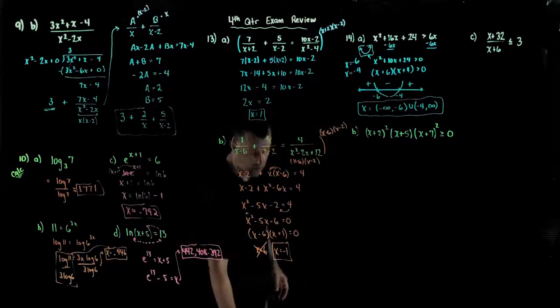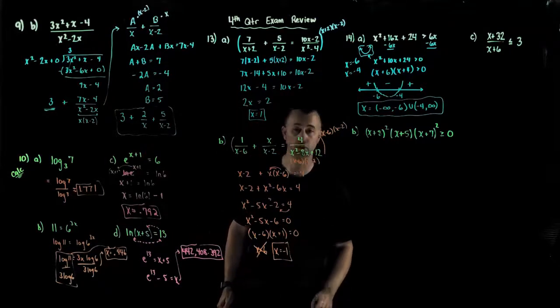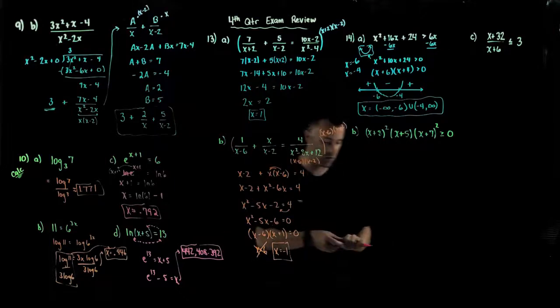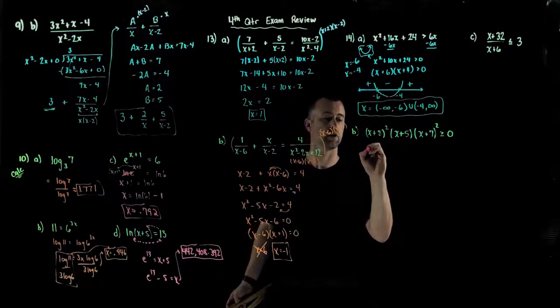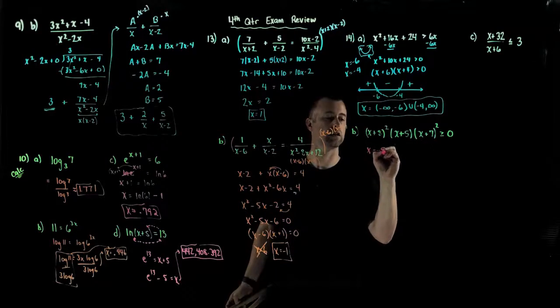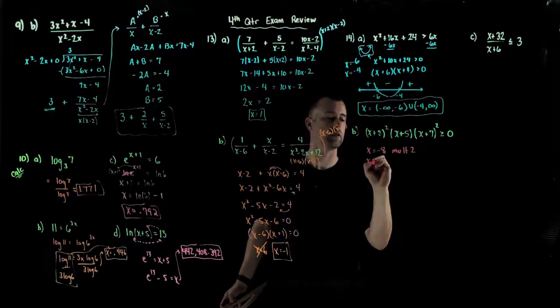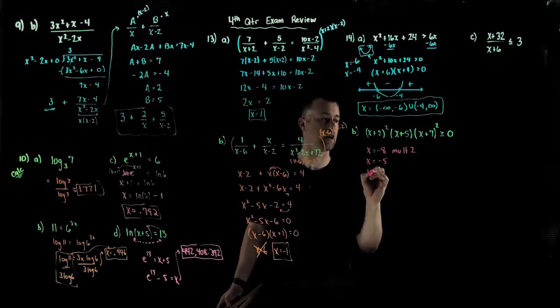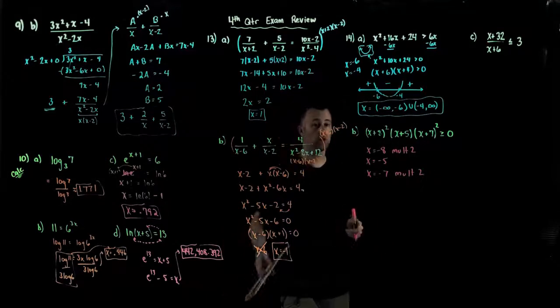14b, we already have this factor, but notice this one has some multiplicities that we're going to need to be aware of. So I can jump straight to my number line. I'm just going to write out my zeros. We got negative 8, multiplicity 2. I have x equals negative 5, and I have x equals negative 7, multiplicity 2. So these multiplicities are going to be really important.